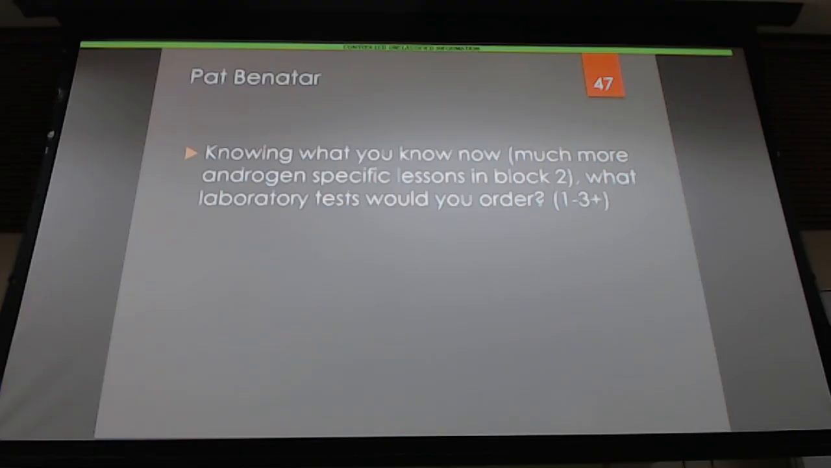Knowing what you know, we're going to talk about androgens so much more. Block 2 is really fun. What laboratory tests do you order for this patient? What labs do we order for this patient?